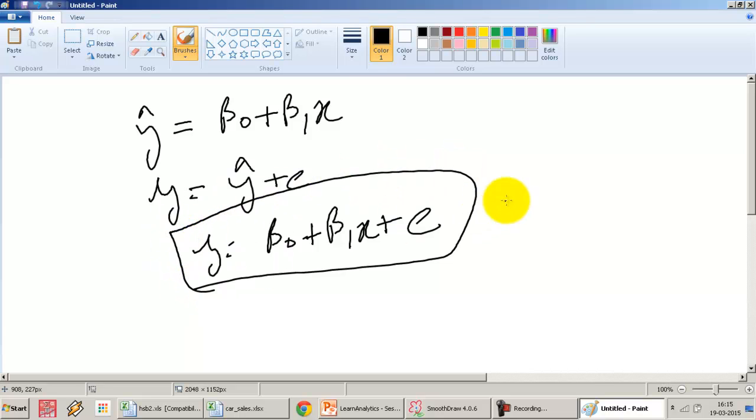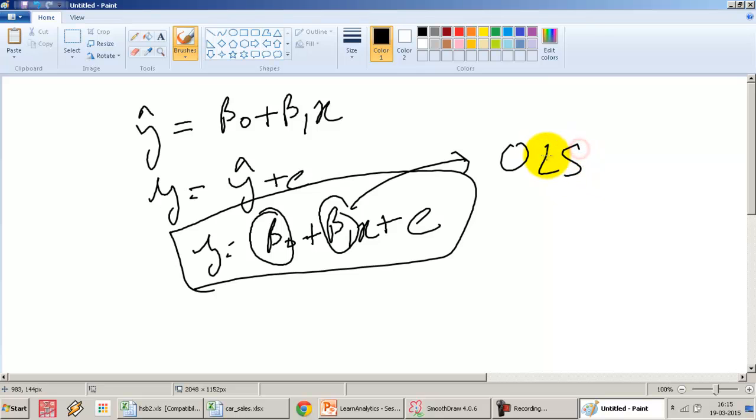Now the error term cannot be predicted, so the error term is always a random error, so that's not something that we will be able to predict. But for any given data set where I have a variable y and a variable x, all I need to do is estimate beta naught and beta 1, and this is estimated using OLS. So why do we call it OLS?